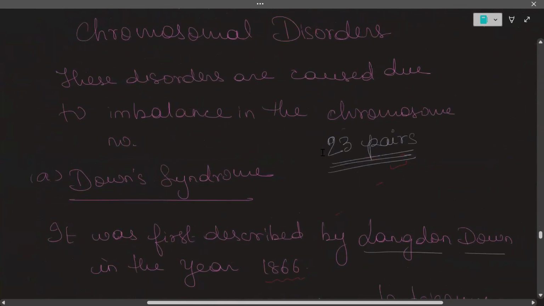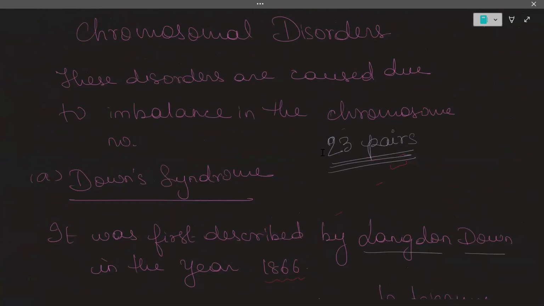Now, the next thing that we are going to discuss, we had already discussed the Mendelian disorders, and now we'll be discussing the chromosomal disorders. See, chromosomal disorders are the ones that are caused due to imbalance in the chromosome number. In the Mendelian case, there was the proper genotypic structure and everything that was concerned. But here, what happens is that the imbalance in the chromosome number is there, because of which a lot of problems arise in the body.